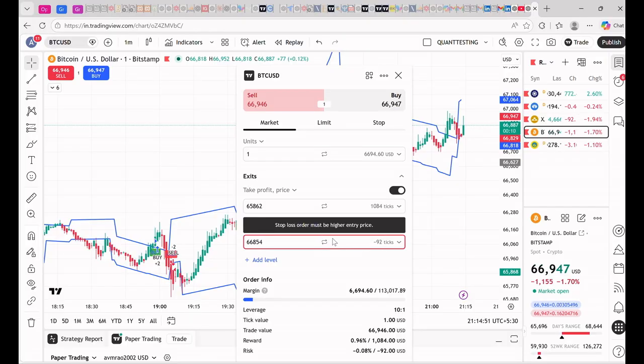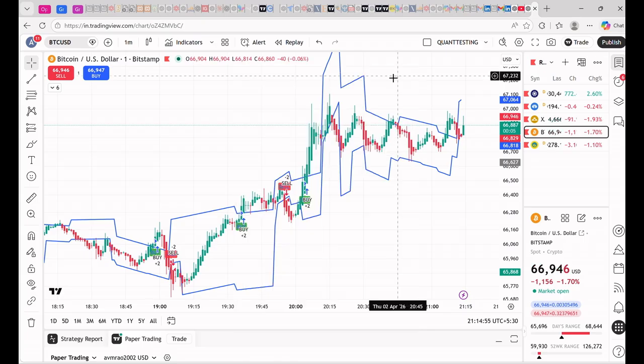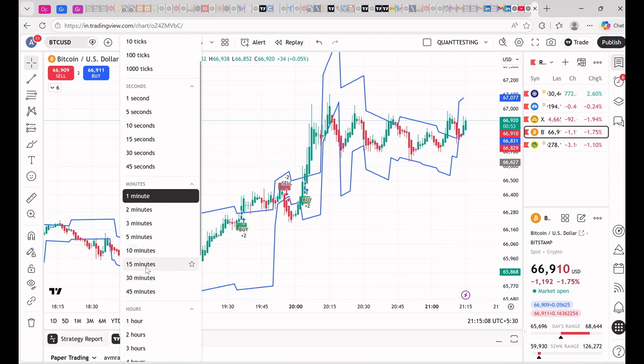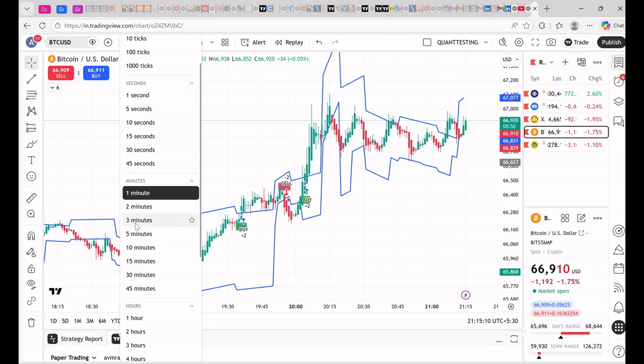Now let us talk about time frames. On the chart, you will see options to select different time frames. These include 1 minute, 3 minutes, 5 minutes, 15 minutes, and many more. For this internship, you should strictly focus only on 1 minute, 3 minute, 5 minute, and 15 minute charts.